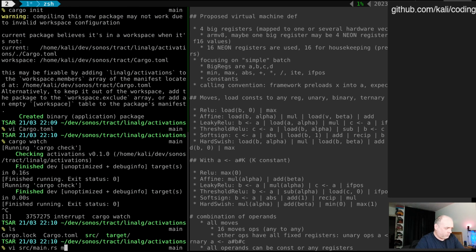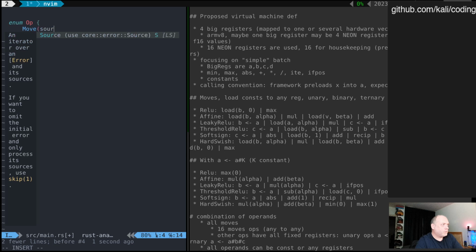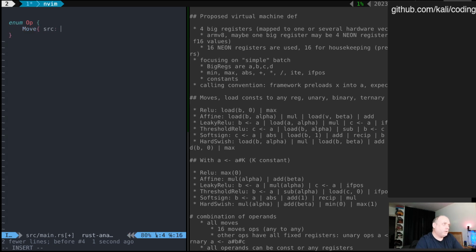So we have our ops. Ops again. I mean, there are so many things called op in tract that it's a bit of a mess. But we will have an enum. So we said we have moves. Okay, moves from one register to another. So src will be, let's say, usize for now. dst will be usize. So these are register IDs.